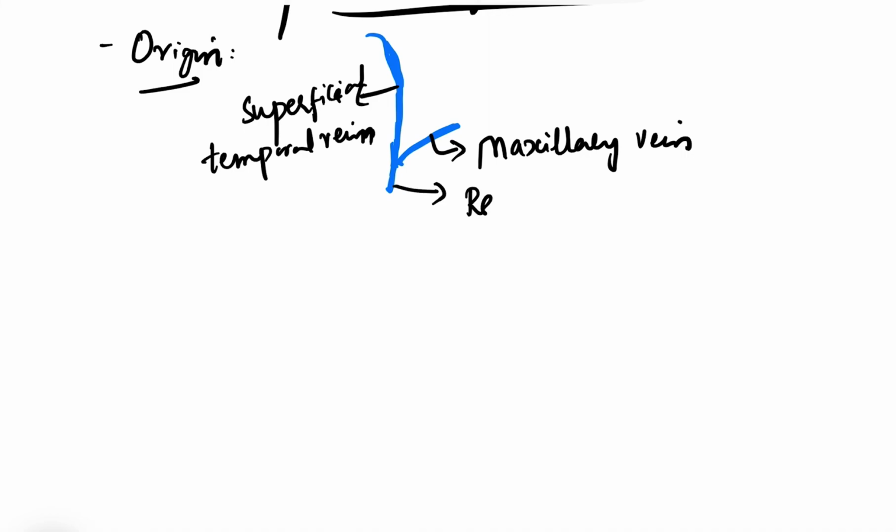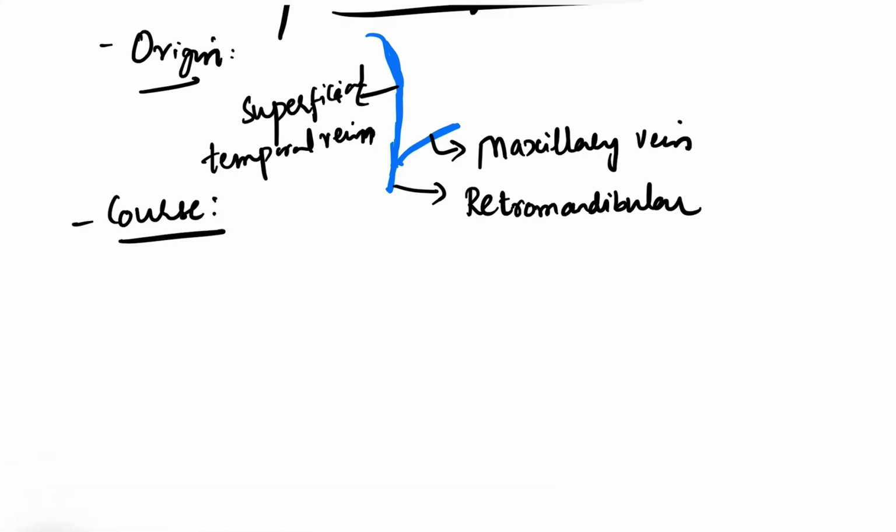So the superficial temporal vein unites with the maxillary vein to form the retromandibular vein. How is the retromandibular vein formed? It is formed by the union of these two important veins, the superficial temporal vein and the maxillary vein. Now, what is the course of the retromandibular vein?